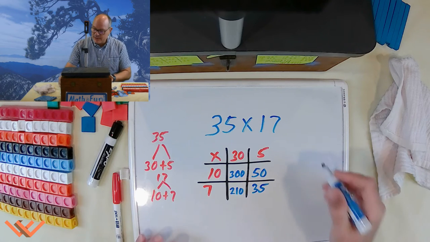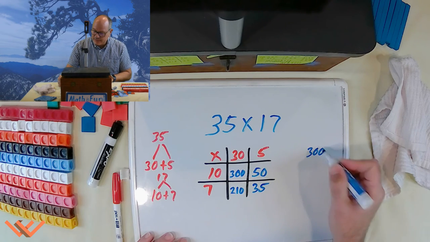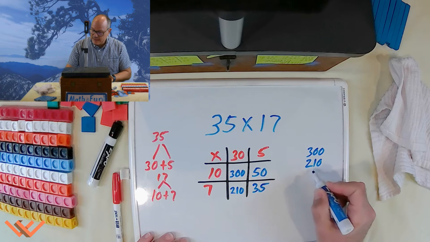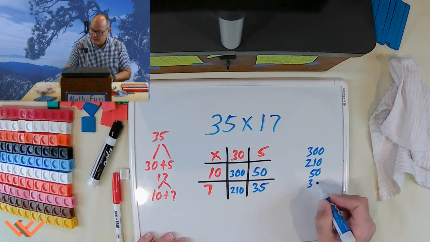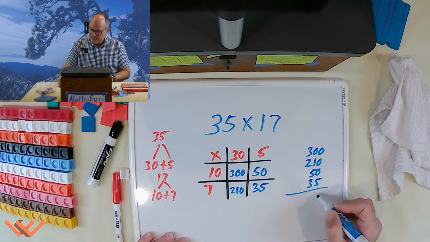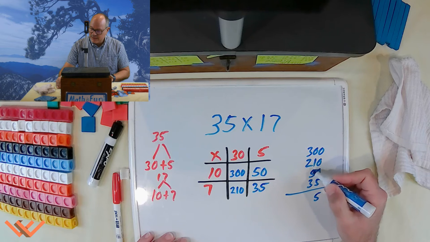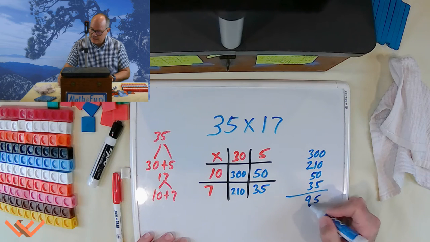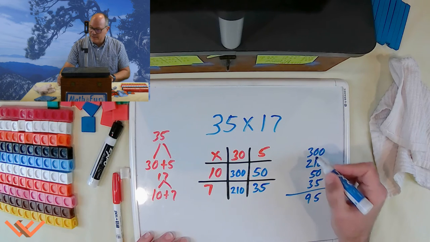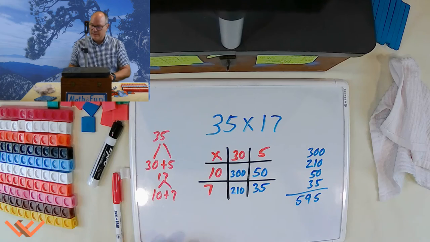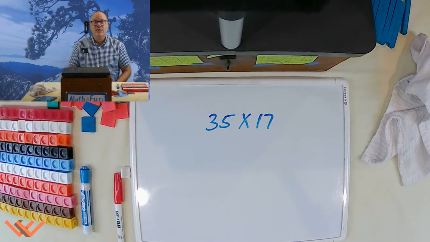Similar to a partial product, so we add everything together. 300, 210, 50, and 35. Add that up. I have 5, 6, 7, 8, 9. And then 300s and 200s is 500s. 595. Okay, boys and girls, as we know that Alabama was leading 35-17 against Florida about a week ago at halftime.